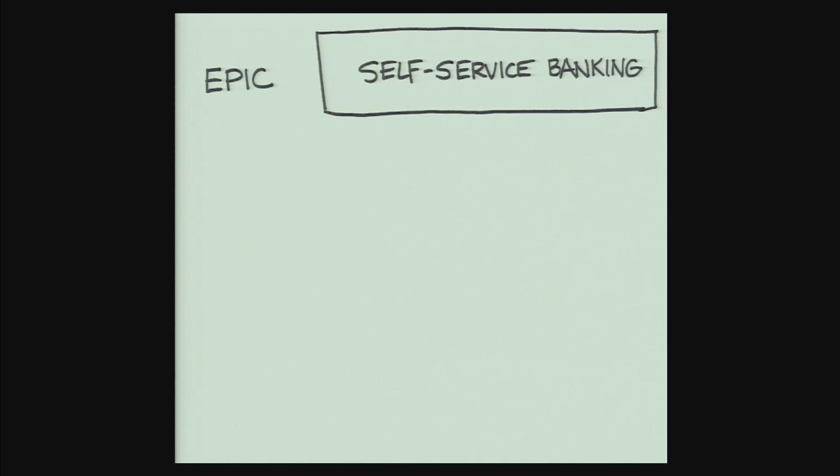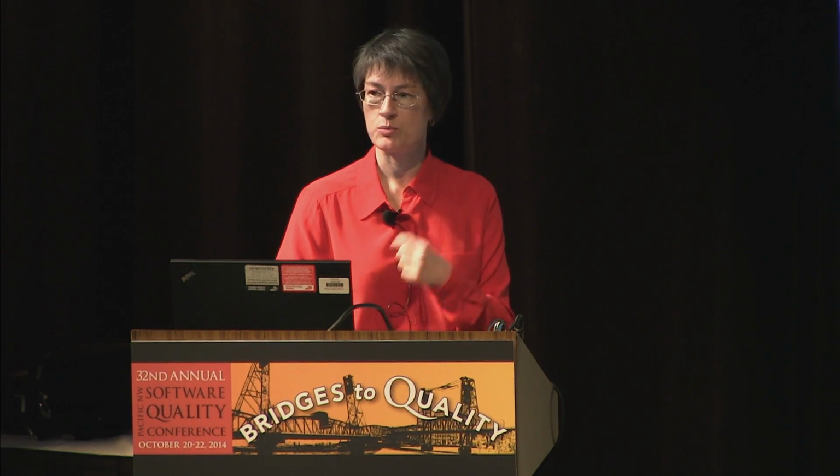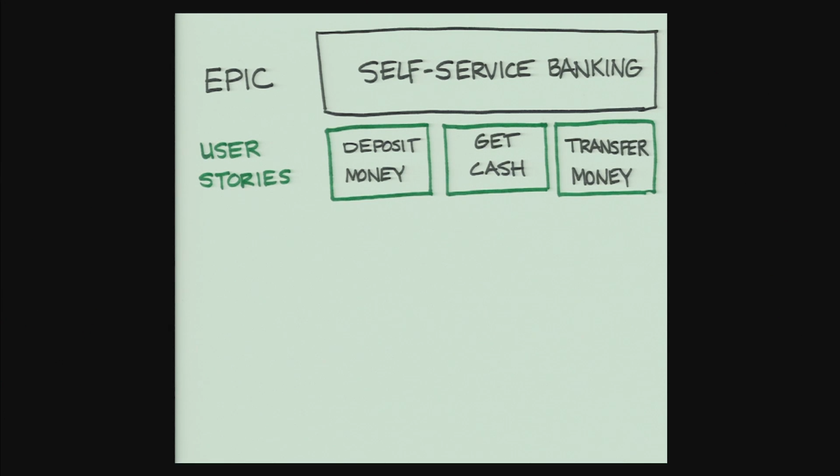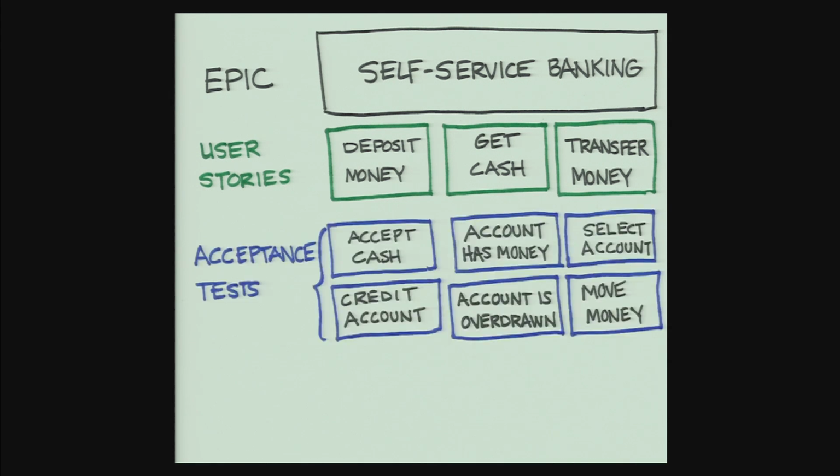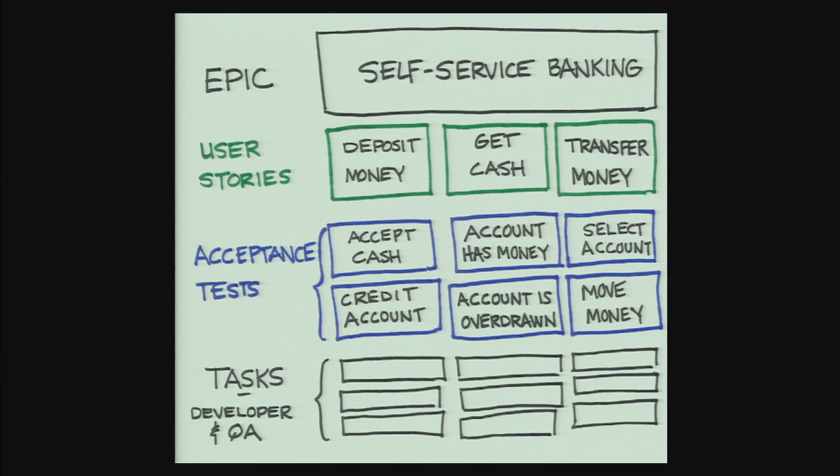So your backlog is made up of epics, for instance, Self-Service Banking. And those epics are decomposed into user stories that represent discrete functionality. So like part of Self-Service Banking is I want to deposit some money, or I want to get some cash, or I want to transfer money. And underneath those user stories, you have acceptance tests or acceptance criteria. And these are how you QA people know that you hit the target, that you delivered the value and the functionality that your business clients are expecting to get out of these user stories. And then underneath that are all the tasks for your developers and your QA to actually build the story.